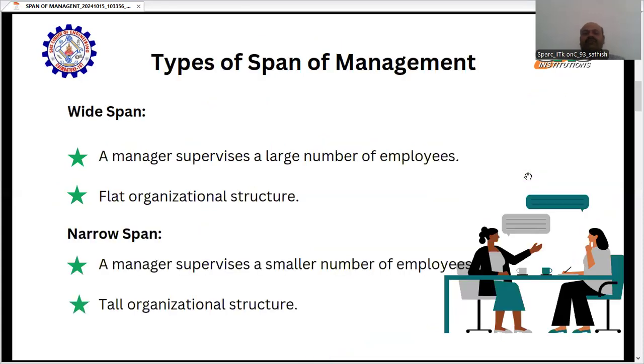So we have two spans of management. One is narrow span, another one is wide span. A manager supervises a large number of employees, flat organizational structure, we call it a wide span. And the narrow span is a manager supervises a small number of employees, tall organization structure. So that is narrow span.